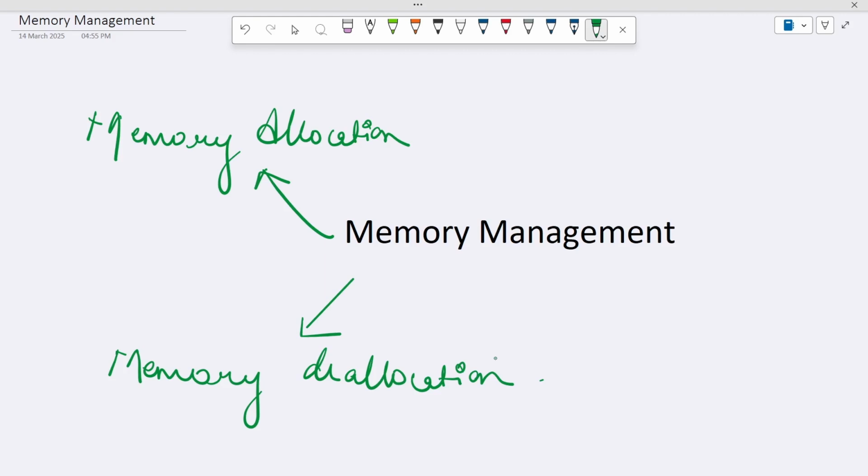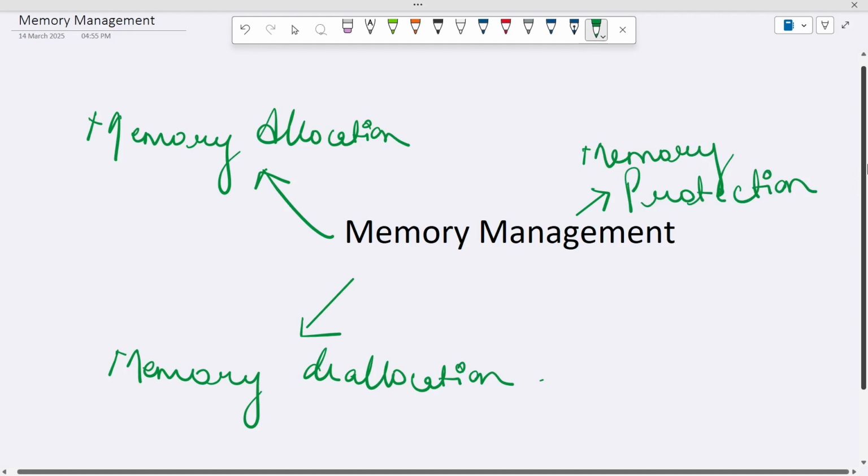And the third main function is called memory protection. Now, what is memory protection? While running, a process can access only the memory which is allocated to it. Because in a computer system there is a lot of memory, the allocated memory should be accessible only by the particular process, not more than that. That's what is called memory protection. A process can access only that memory which is allocated to it.